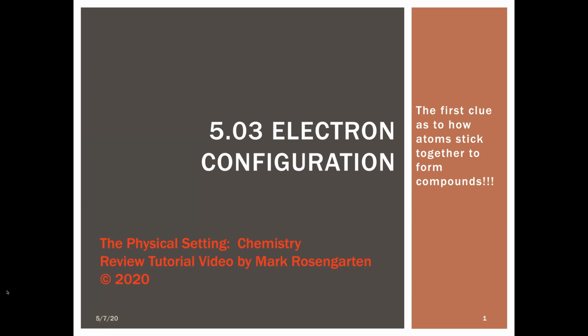Oh, yeah. Now we've reached my favorite topic that we've done so far this year because, boy, this has implications that go so far through the rest of the year. What you're going to learn today is going to take you right through to the end of the year to explain how pretty much everything in chemistry works. This is topic 5.03, electron configuration. It's the first clue as to how atoms stick together to form compounds.